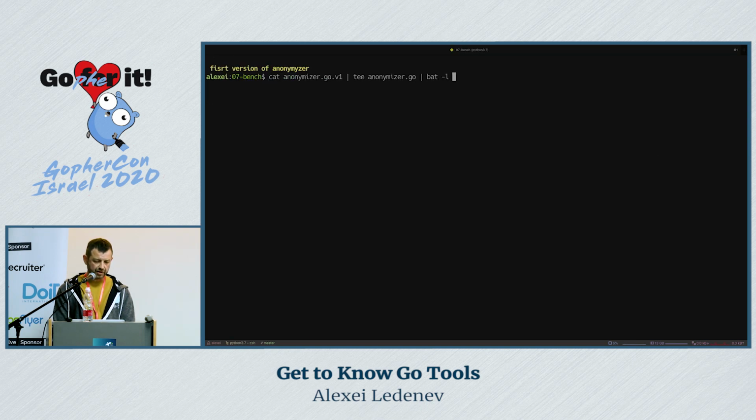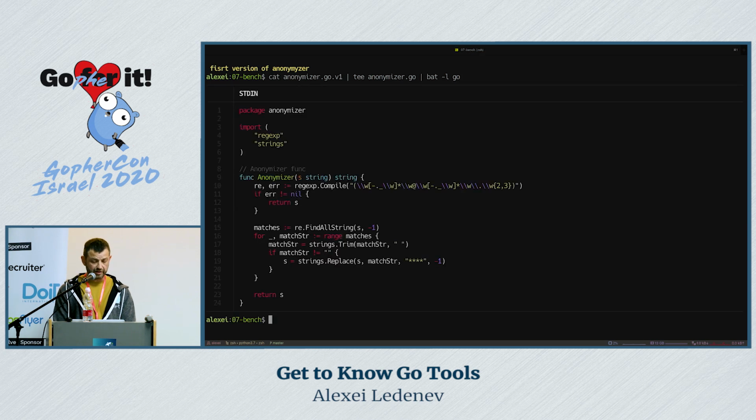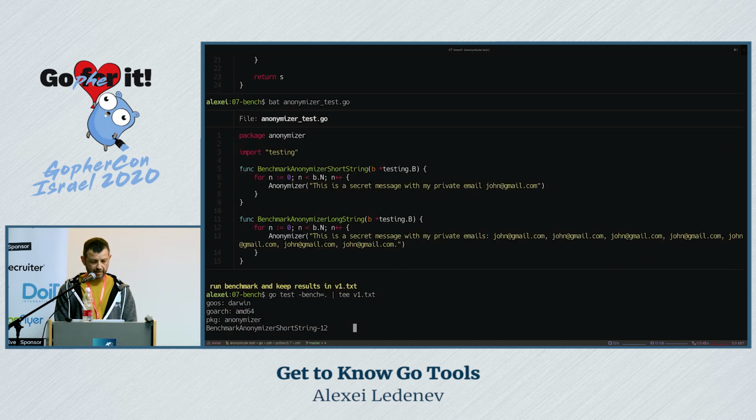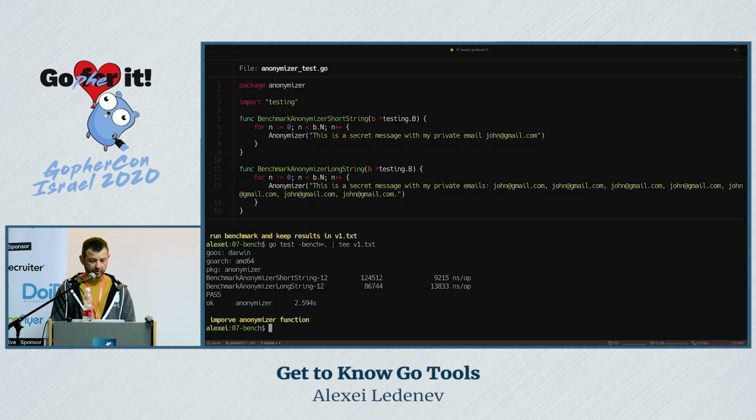Let's say I have an anonymizer function that takes a string, searches for email addresses, and replaces them with stars. Pretty basic code, it uses regex to do this. And I have a test function with two benchmarks, one testing with a single email address, another with multiple email addresses. Running the test with the -bench flag, I'm running the benchmark, outputting it simultaneously into a file and stdout.